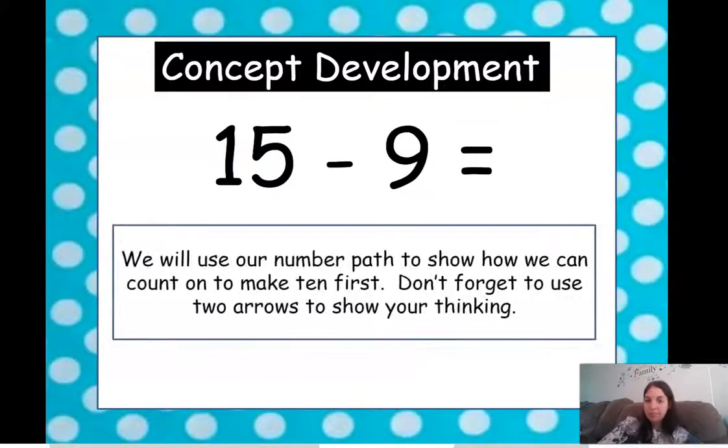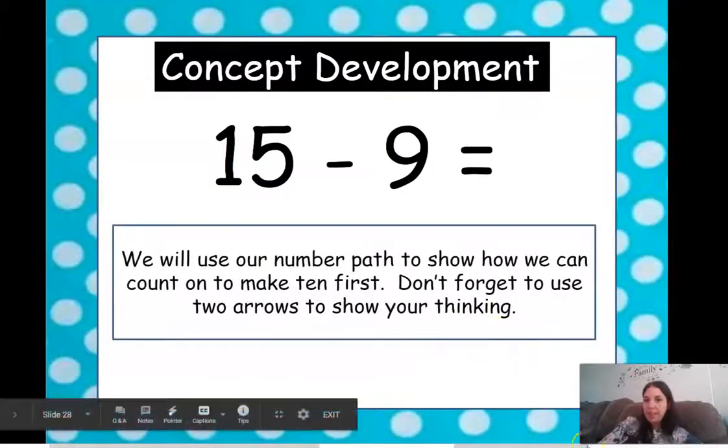All right. 15 minus 9. So you would start at 9. You could say 9 in your head. That's how I like to do it. 9 and then count up. Or you can punch out 9 and then count up. 9 to 13. 9, 10, 11, 12, 13. That's a 4.